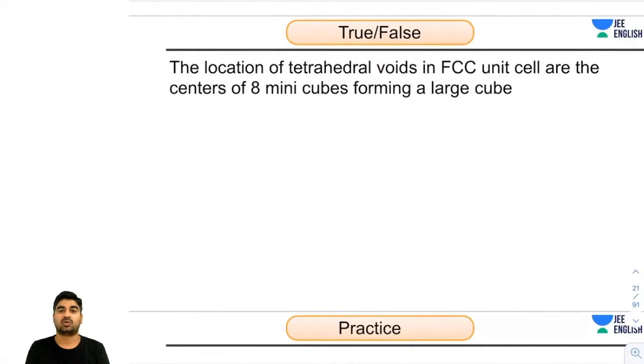Yes, the locations of tetrahedral voids in an FCC unit cell are the centers of the 8 minicubes forming the large cube. Yes, answer me fast. You should know. Where are the tetrahedral voids? Where are the tetrahedral voids, guys? Be fast. In yesterday's class, I told you. Even today, I revised this part.